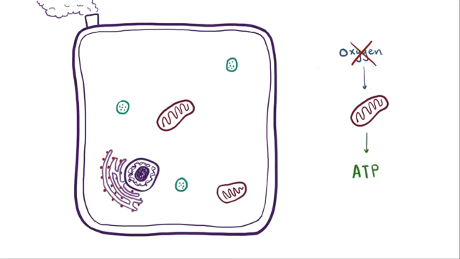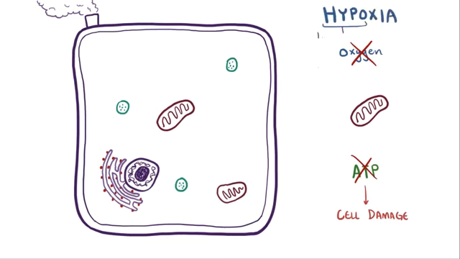When the cell doesn't get enough oxygen, and so payroll can't produce the ATP that they need to pay the workers to do their jobs, the whole cellular factory can be damaged or even die. And we call that process hypoxia, where hypo means less than normal, and oxia means oxygenation.